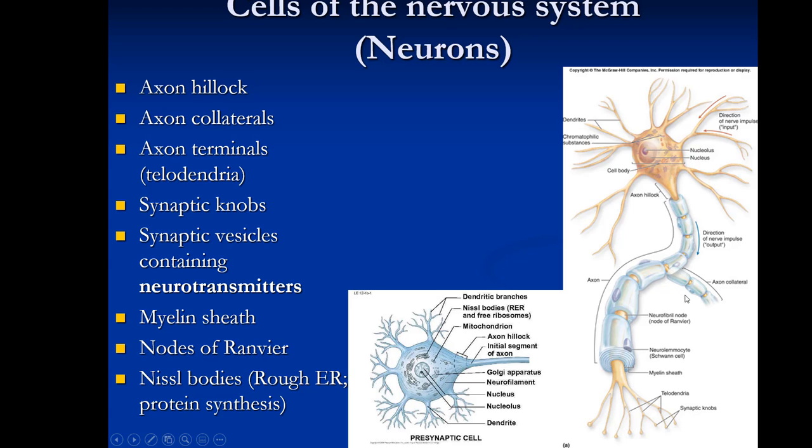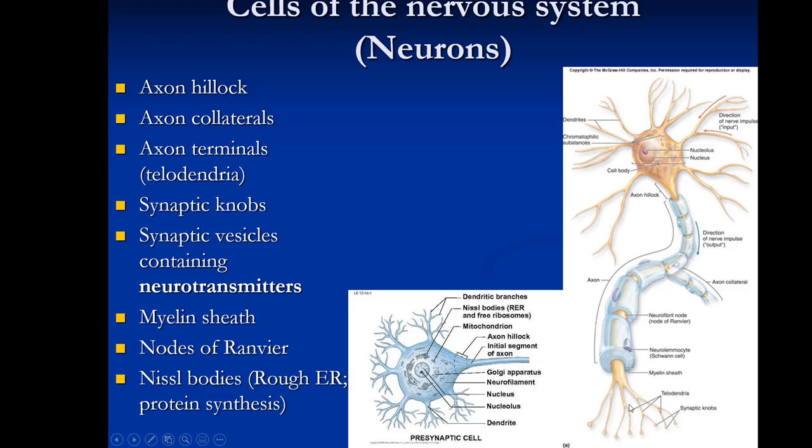Notice that this axon is branching. So axons branch, and each branch is called an axon collateral. Then as we get to the end of those axon collaterals, you end up with these tiny little branches called axon terminals. They have them labeled as telodendria here, but axon terminals is fine for this. At the end of those axon terminals, there are these little round structures that look like little knobs, and they're called synaptic knobs. The synaptic knobs are where the neurotransmitter is stored.